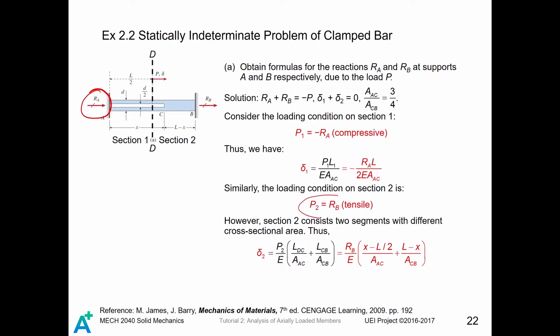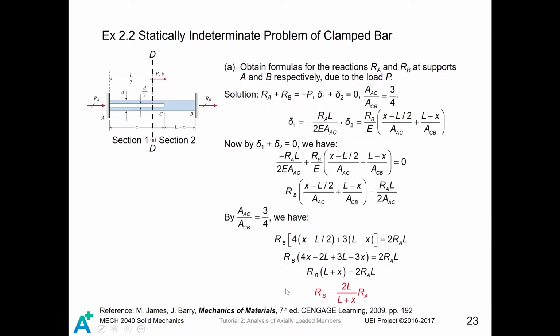Similarly, the loading condition in section 2 is tensile because RB is a tensile force to section 2. However, section 2 consists of 2 segments with different cross-sectional area. Therefore, we have to divide section 2 into those 2 segments and find their change of length respectively. So delta 2 equals to this whole bunch of stuff. From the previous slide, we get delta 1 and delta 2. Now we can put them into this compatibility formula.